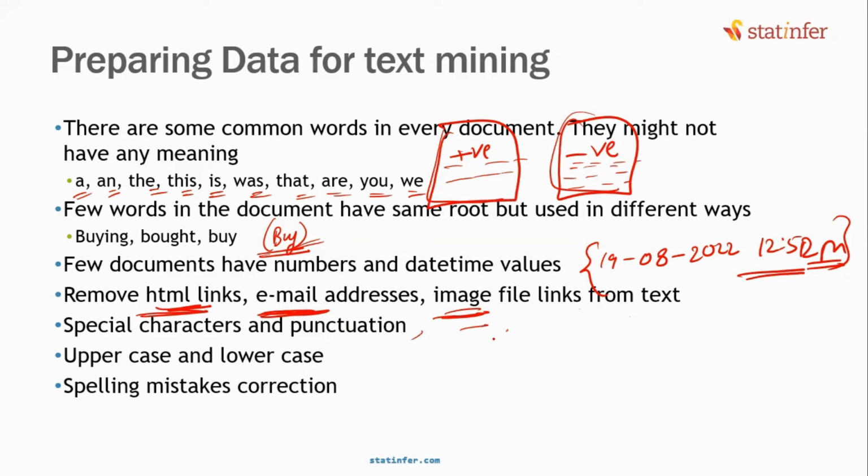Special characters or punctuation, something like colon, semicolon, hyphen, do not add any value, because most of these we keep for the sake of completion of the sentence. Once we are looking at it from the analysis point of view, the machine learning point of view, that may not be useful. Uppercase, lowercase, it doesn't matter. Spelling mistakes, correction: a lot of times people make spelling mistakes. Somehow we need to correct them before doing the analysis.